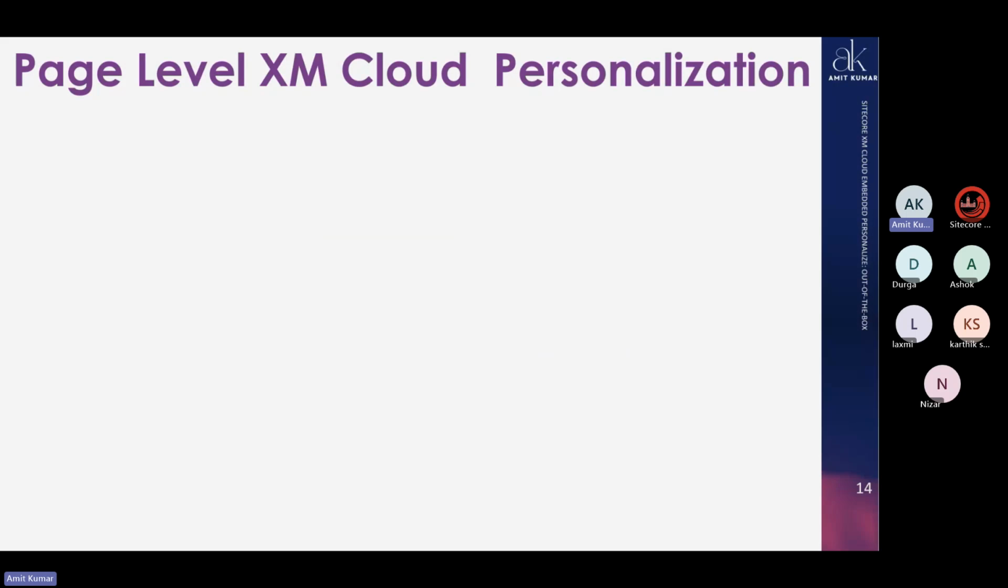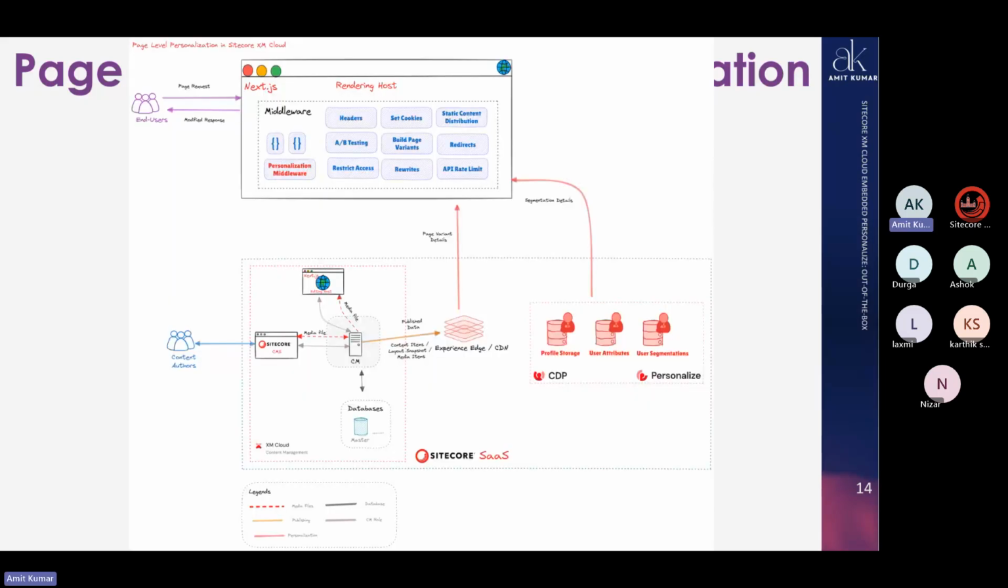So now I will be coming to how the embedded personalization is happening in a technical way. As you are seeing here, there is one Sitecore SaaS box, and within that you have the XM Cloud. As I was explaining in the initial slide, the content will be published to the Experience Edge, so you do not have any content delivery server separately.